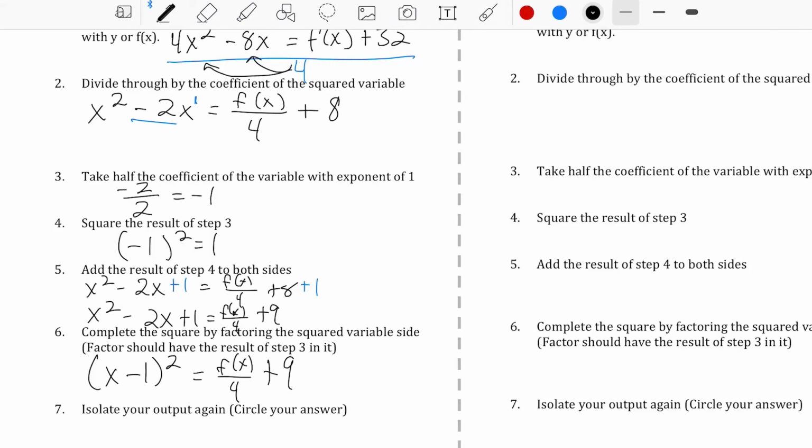Now we're going to subtract. We've got to isolate that output again, so I'm going to subtract 9 from both sides. And we get x minus 1 squared minus 9 equals f of x all divided by 4. Lastly, I want to get rid of that divided by 4, so I'm going to multiply everything by 4. I've got to make sure I distribute this 4 to everything, so I have 4 times x minus 1 squared, minus 9 times 4 is negative 36, equals f of x. That's what we're looking for.